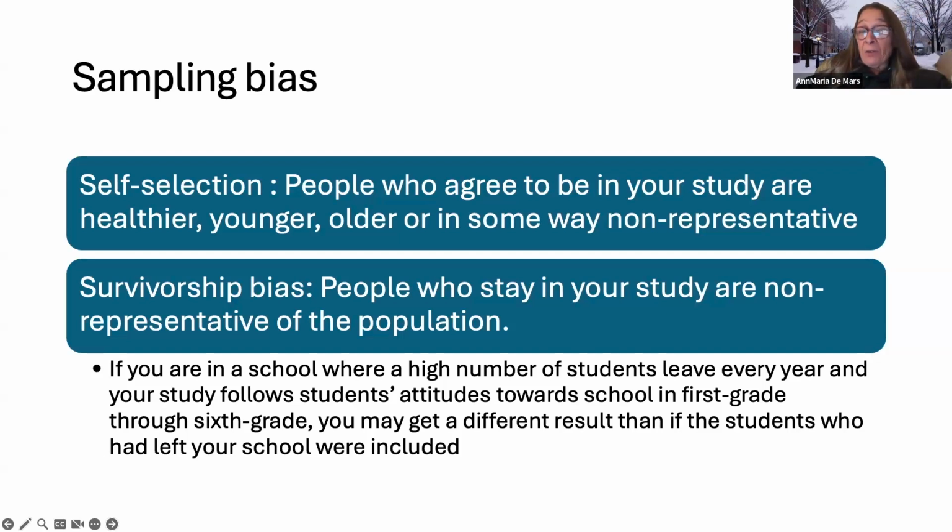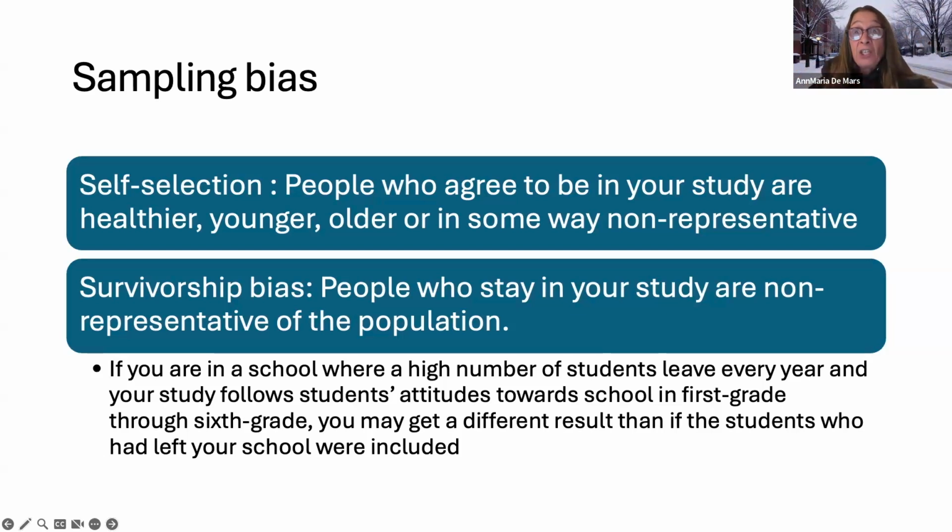The example they give in your textbook is if you're asking people about their sex lives, the people who volunteer to tell you about that are probably not a random sample. Then there is survivorship bias. People who stay in your study are not representative of the population. So maybe you got a random sample to begin with.